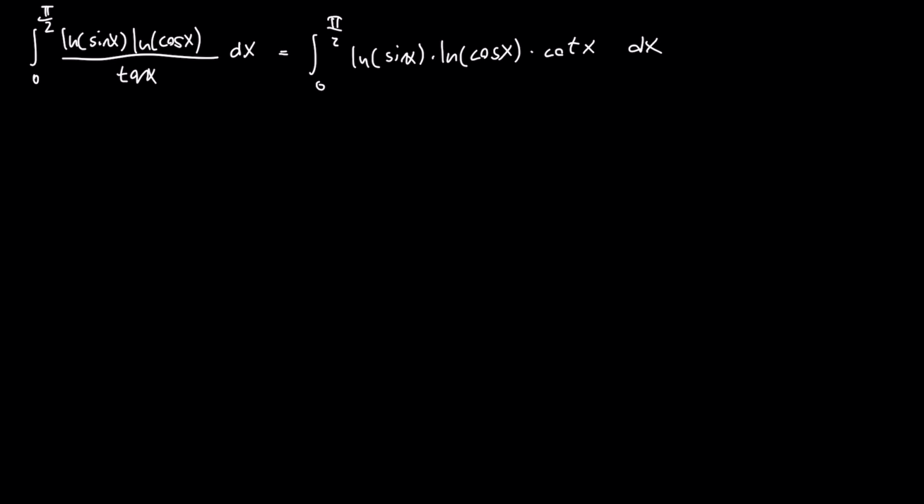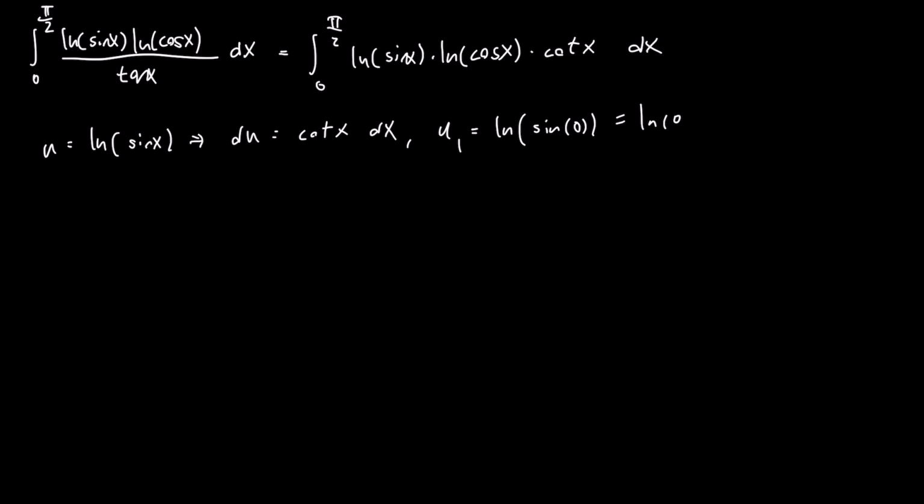And we'll make a substitution. We're going to let u equal the natural log of the sine of x, but then that means that du equals cotangent x dx, and the bounds of integration: u1 will be the natural log of the sine of 0, which is the natural log of 0, which is approaching negative infinity. u2 will be the natural log of the sine of pi over 2, which is the natural log of 1, which is equal to 0.